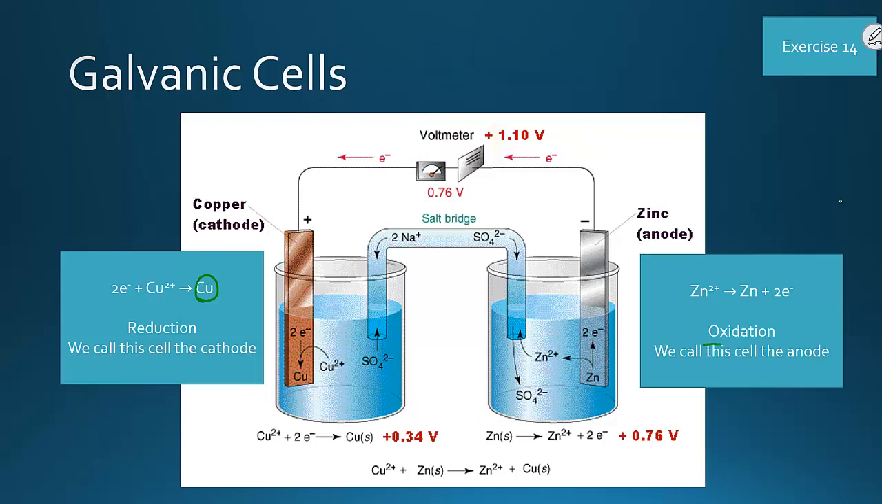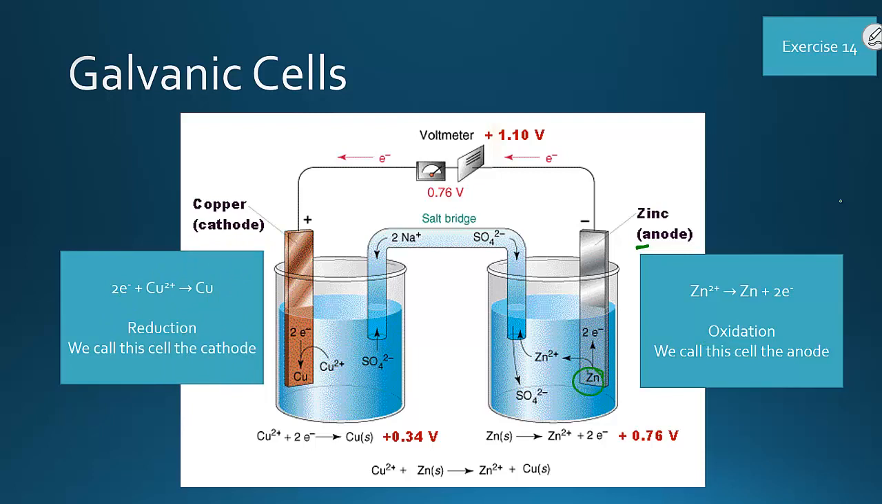Because oxidation always occurs at the anode. You can remember that the vowels go together. That's how I remember it. So the anode is going to give up electrons to the cathode, where reduction occurs. The consonants go together, reduction and cathode.